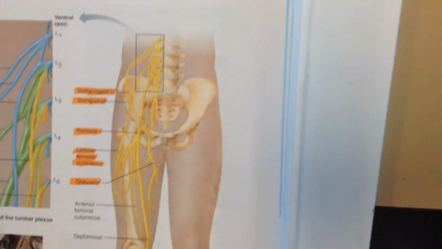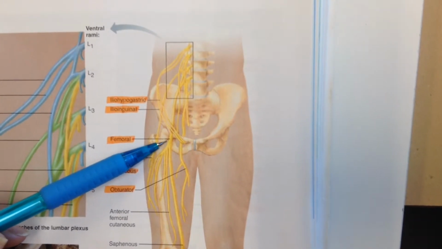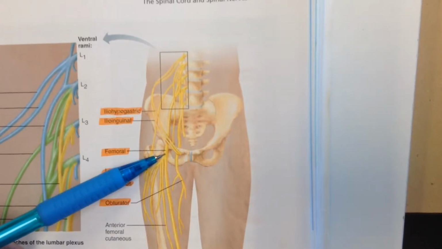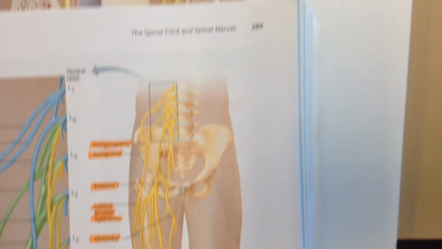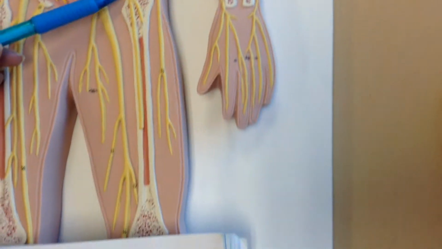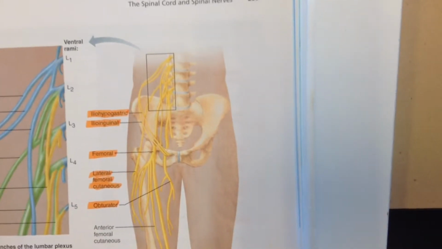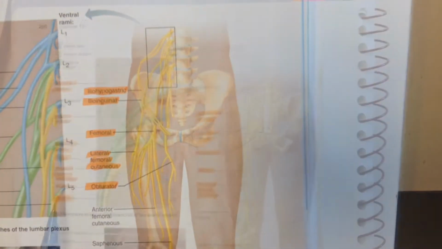Lumbar plexus femoral. Ventral rami L2 through L4. Cutaneous structure served, skin of anterior thigh and medial leg. Motor structure served, quadriceps and sartorius. And the only one that we do not have a picture of is the genitofemoral.